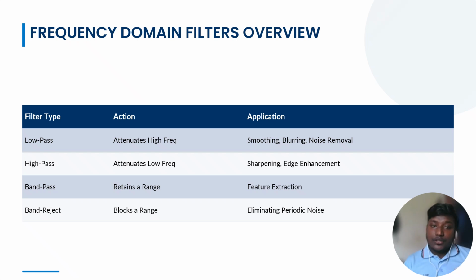Frequency domain filters overview. Filters are generally categorized into four types: low pass for smoothing, high pass for sharpening, and band pass and band reject for isolating or removing specific frequency ranges. This table summarizes how each affects the final image. We can see the filter type, its action, and its application.